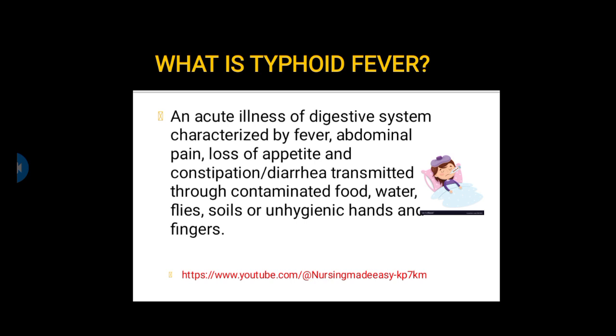So, guys, typhoid fever is also called enteric fever because it is a disease of the digestive system, mainly affecting the intestines. The definition of typhoid fever is an acute illness of the digestive system characterized by fever, abdominal pain, loss of appetite, constipation or diarrhea. It is transmitted through contaminated food, water, flies, soil or unhygienic hands and fingers.